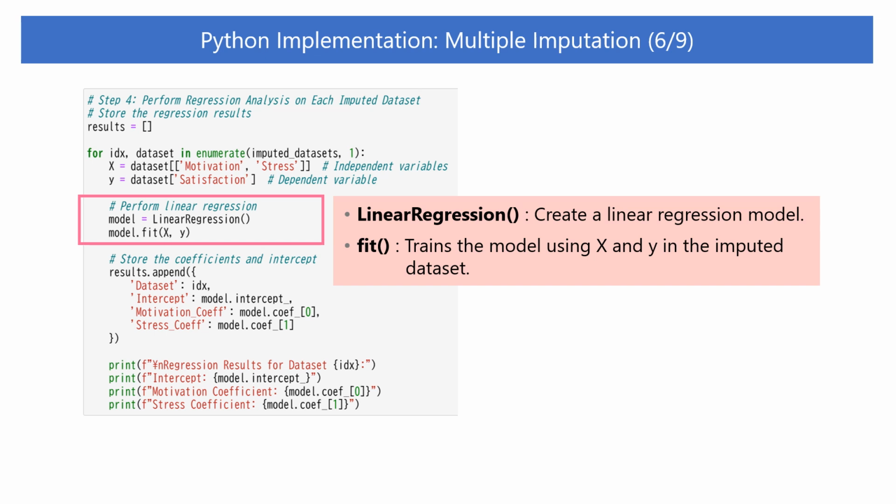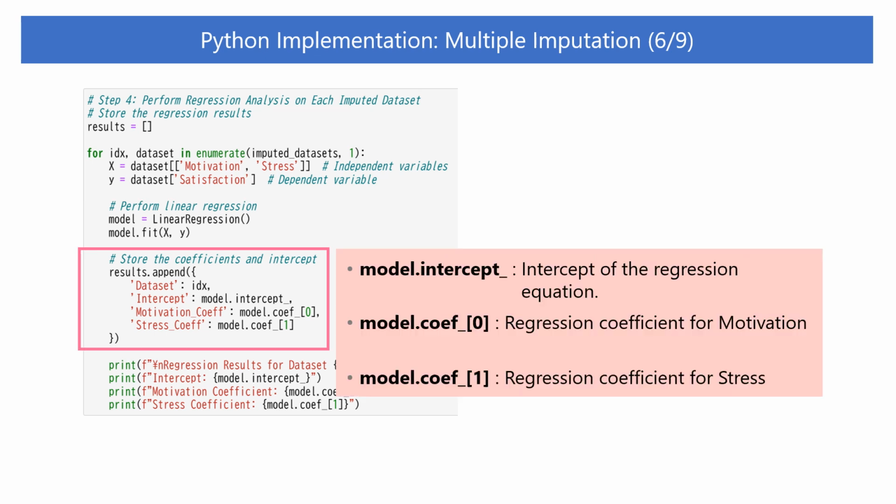The fit method trains the model using the independent variable X and the dependent variable Y in the imputed dataset. The model learns how motivation and stress affect satisfaction and calculates the optimal regression coefficients and intercept. model.intercept_ gets the intercept of the regression equation. This is the predicted value of satisfaction when motivation and stress are 0.